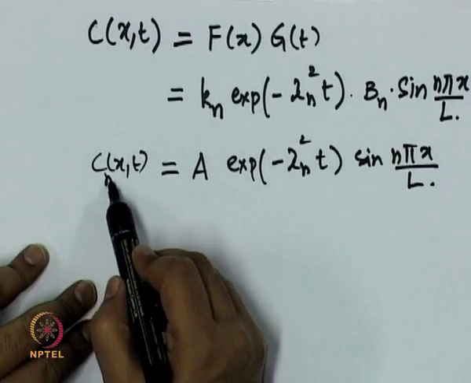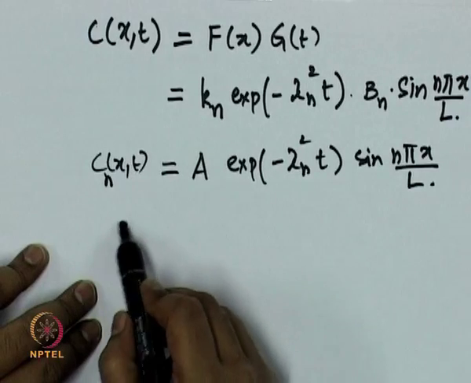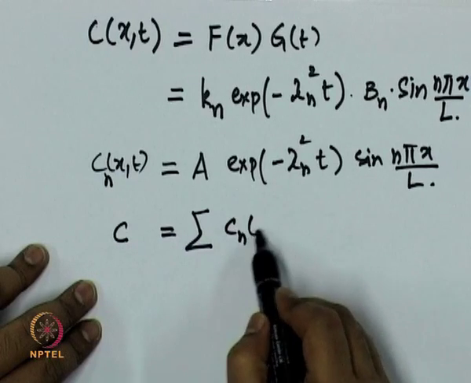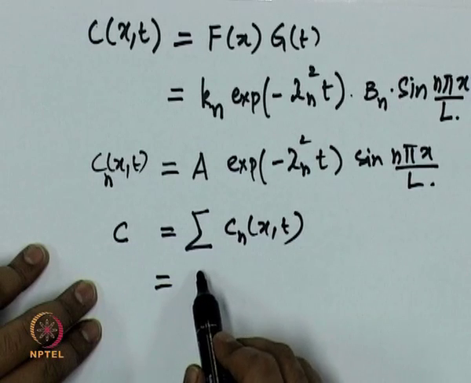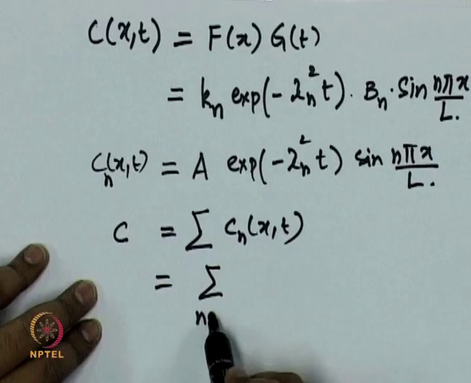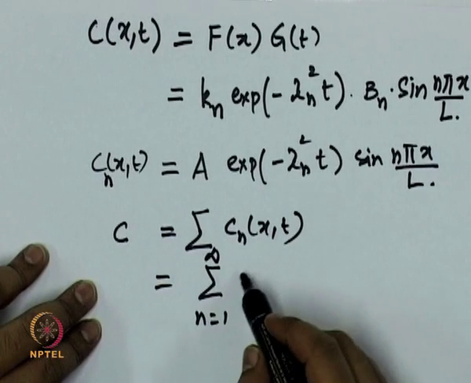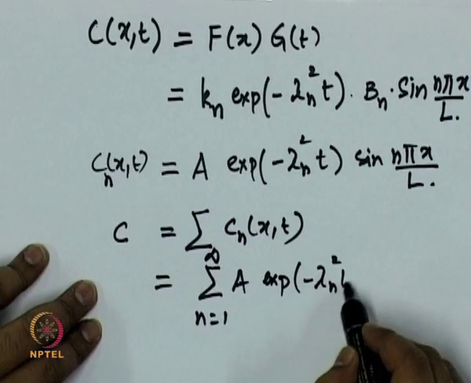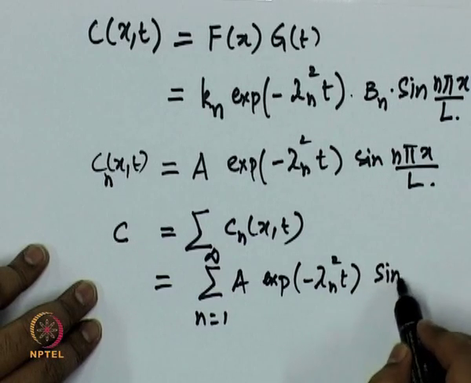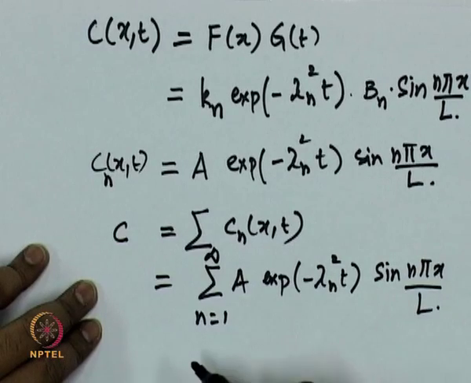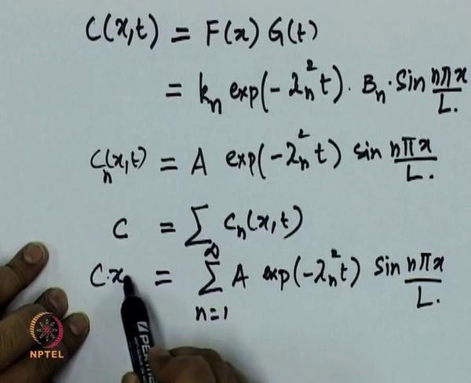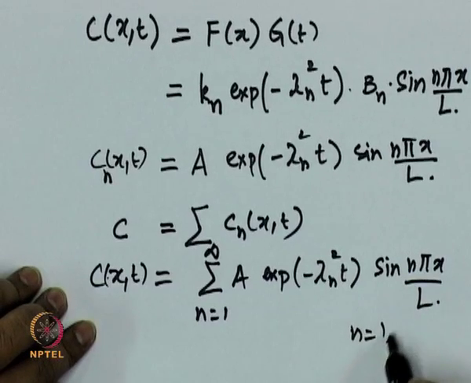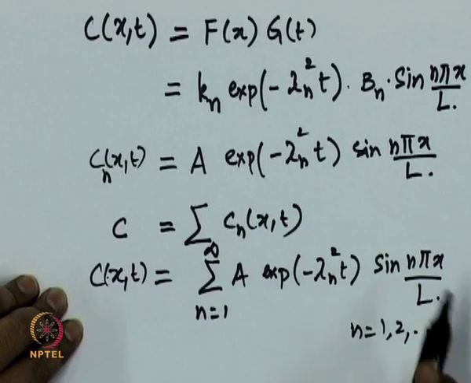So, the most general solution that you can write: let us call this solution C n, because this is for a particular n. So, C is a summation of all C n of x, t, that is then given by the summation, n equal to 1 to infinity, of some a times exponential minus lambda n squared t, and then sin n pi x by L. So, we have C for all x for all times given by this expression, because n goes from 1 to infinity. That is why you have this summation.